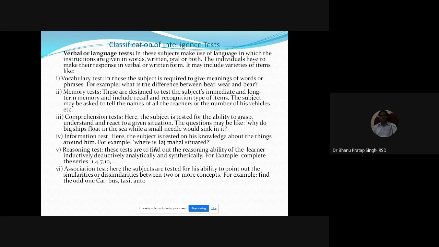If we take one by one, there is a verbal test. So these are the varieties. Means vocabulary test is there, memory test is there, comprehension test is there, information test is there, reasoning test is there. We provide some questions or some problems, and students fill the blanks based on reasoning, and association test is there.